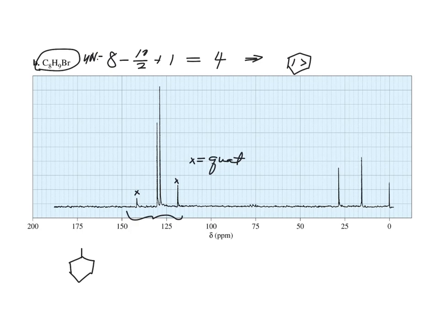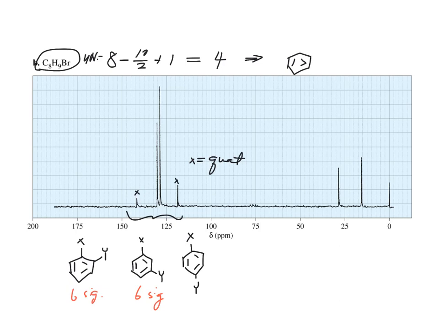We have 2 different groups, X and Y. We could have X and Y like this, or we could have X and Y like this. So for the example on the left, if the X and Y groups are different from one another, we should see 6 signals. All would be different. The one on the right, likewise, 6 signals.